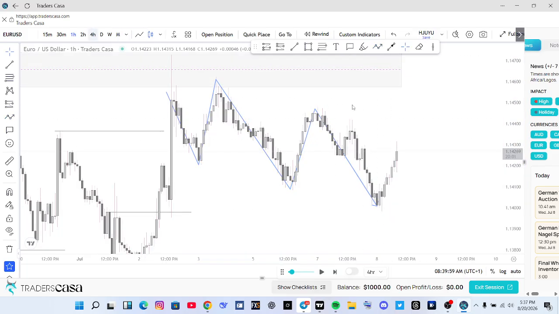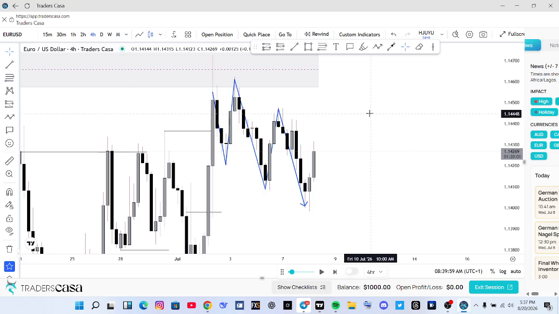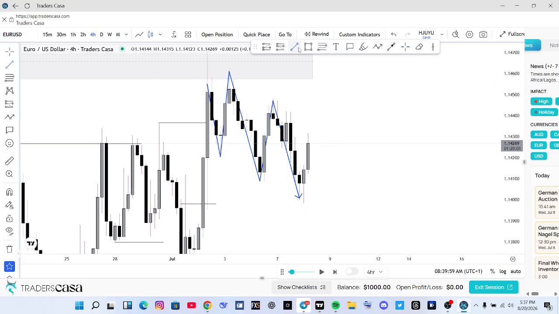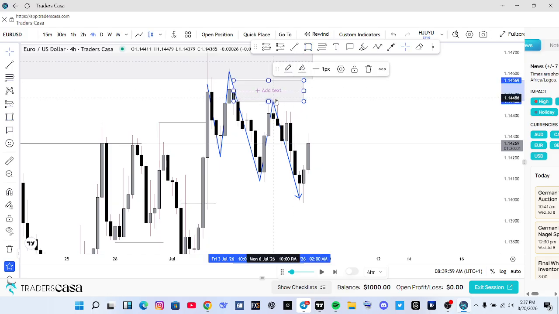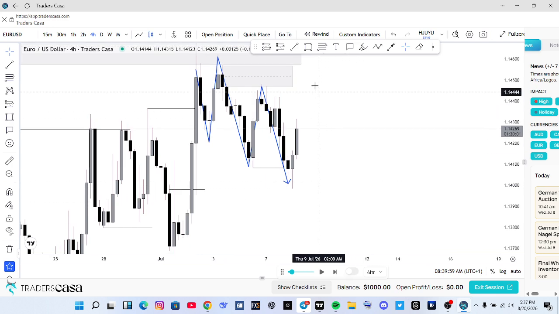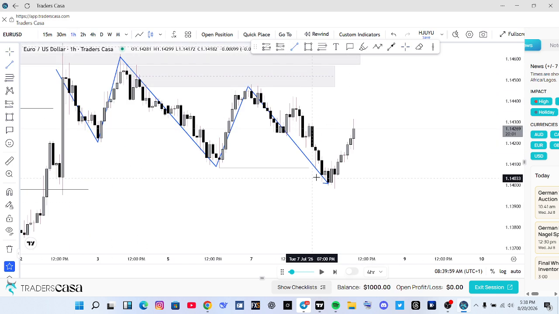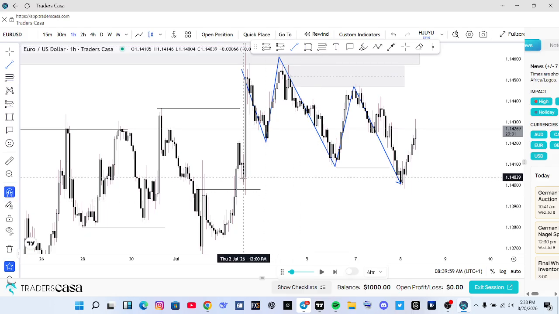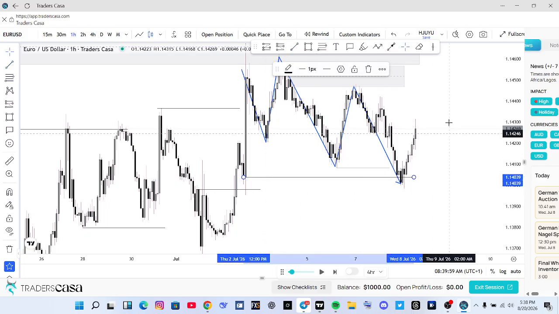Now selling from here, let me mark the key level. Maybe I should use this. Now selling from this zone here, your first take profit will be this low, and then the next place will be any available key level. For example, you see this key level, price might use it.